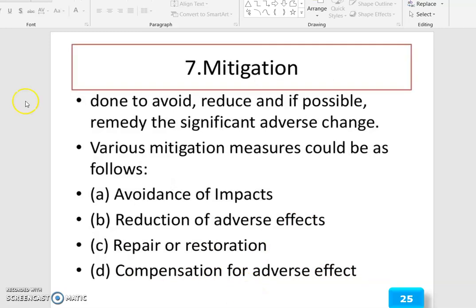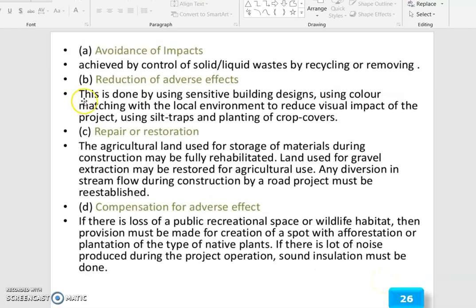Then seventh one, mitigation. Mitigation is done to avoid, reduce, and if possible remedy the significant adverse changes. Various mitigation measures could be as follows: avoidance of impact, reduction of adverse effect, repair or maybe restoration, compensation for adverse effect. Then avoidance of impact, achieved by control of solid or maybe liquid waste by recycling or removing.